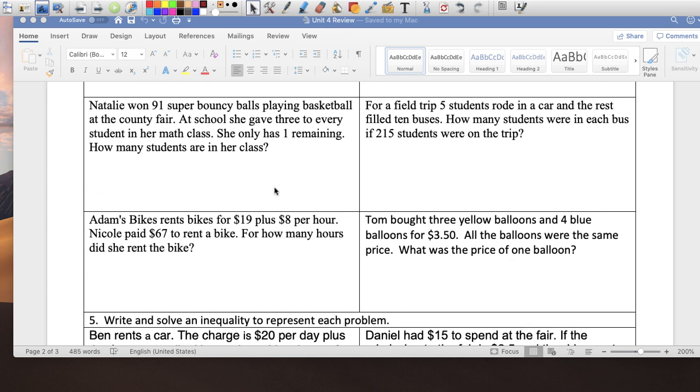Natalie won 91 bouncing balls playing basketball at the county fair. At school, she gave 3 to every student in her math class. She has only 1 remaining. How many students are in her class?